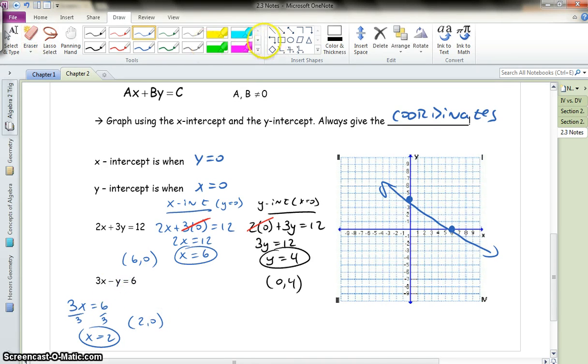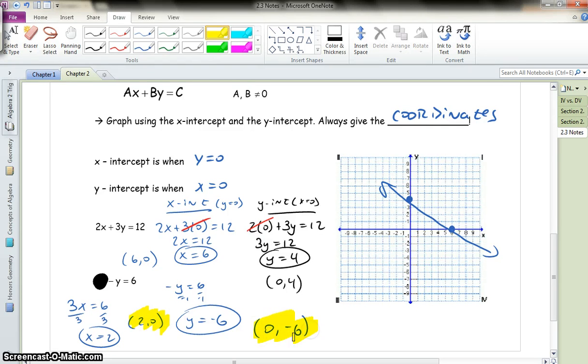Now to find your y-intercept, we're going to place our pinky over the x. Now to get this, we have negative y equals 6. Divide both sides by negative 1, and y is negative 6. So I have (0, -6). With these 2 points, go ahead and graph your intercepts. We'll do it in black here: (2, 0) and (0, -6). There's my line. Nice quick method.